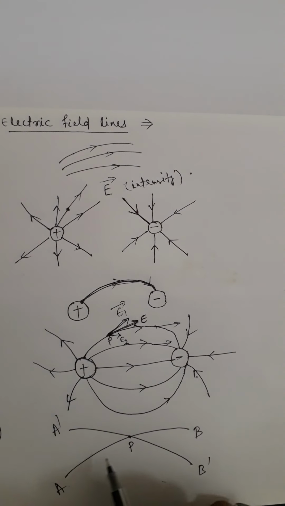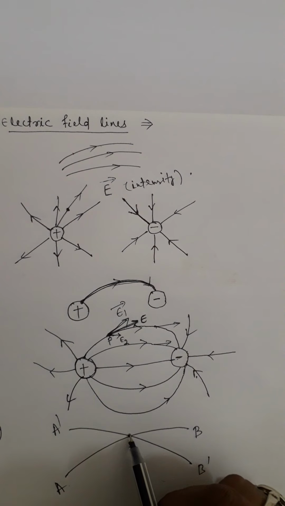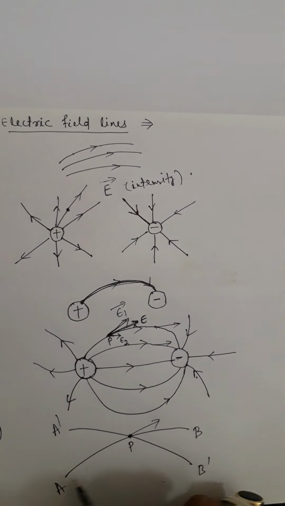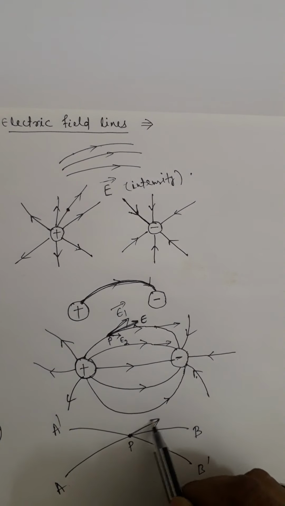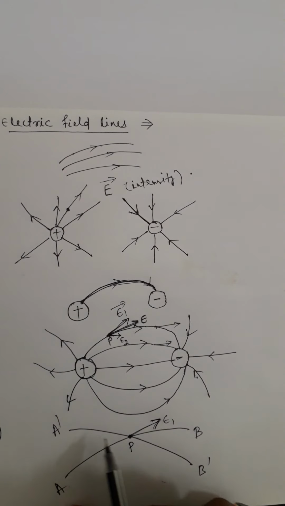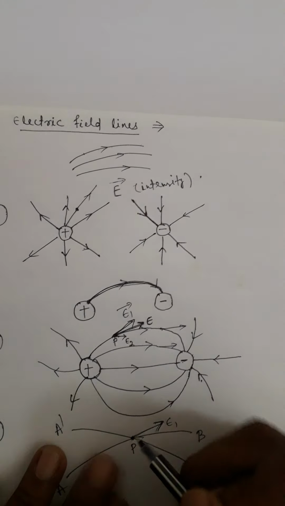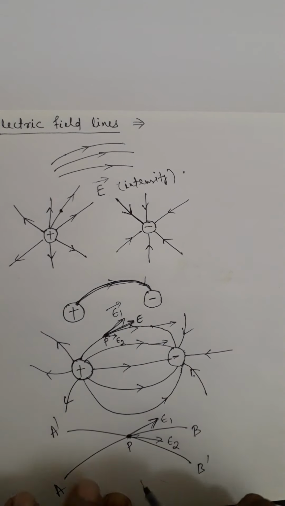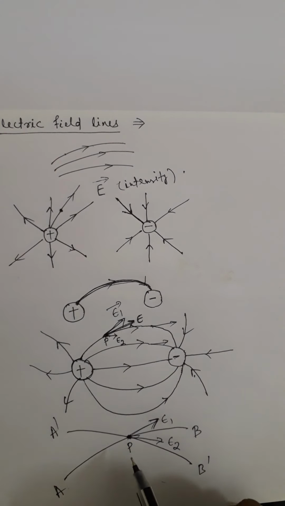To show the direction of electric field at point P, we have to draw a tangent at the point P on the AB lines. So here is the tangent drawn at this point P on the lines of force due to AB line. On this line, this is the tangent and this is the direction of force. Again, on the field lines A dash B dash, suppose this is the tangent, and this tangent is suppose E2. It shows the direction of resultant electric field at this point P.